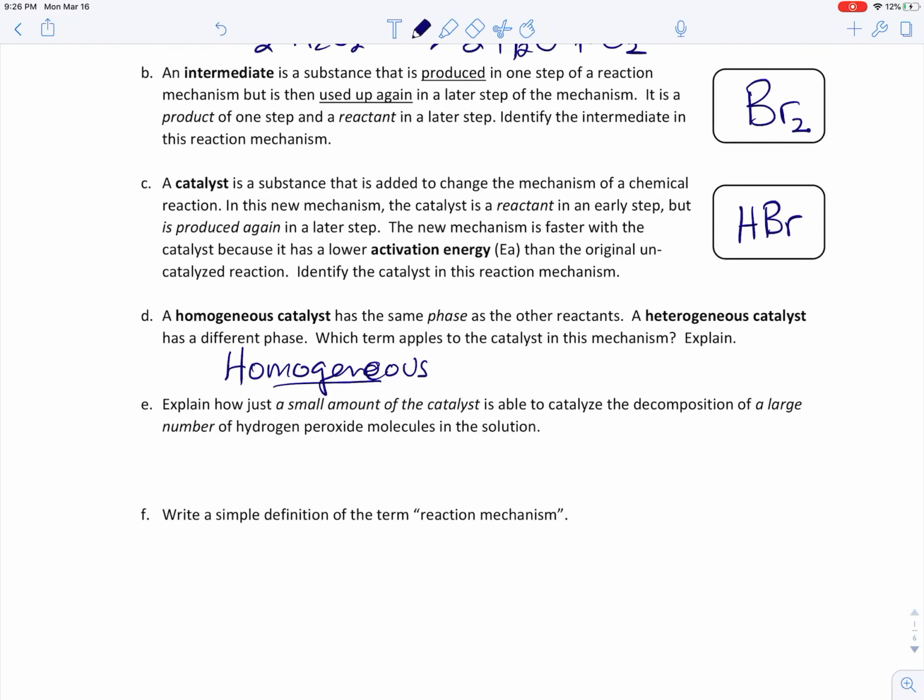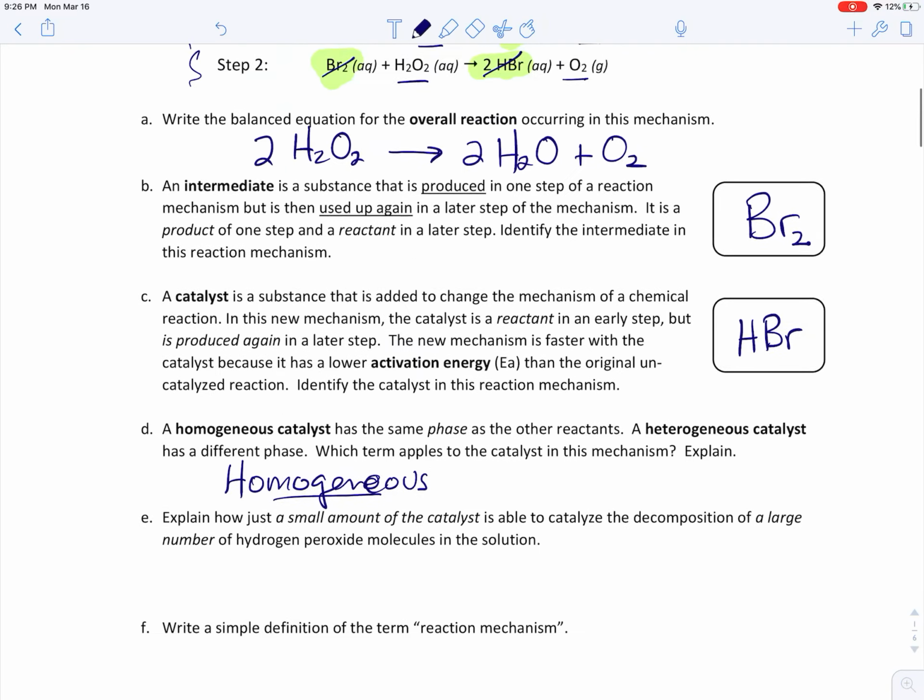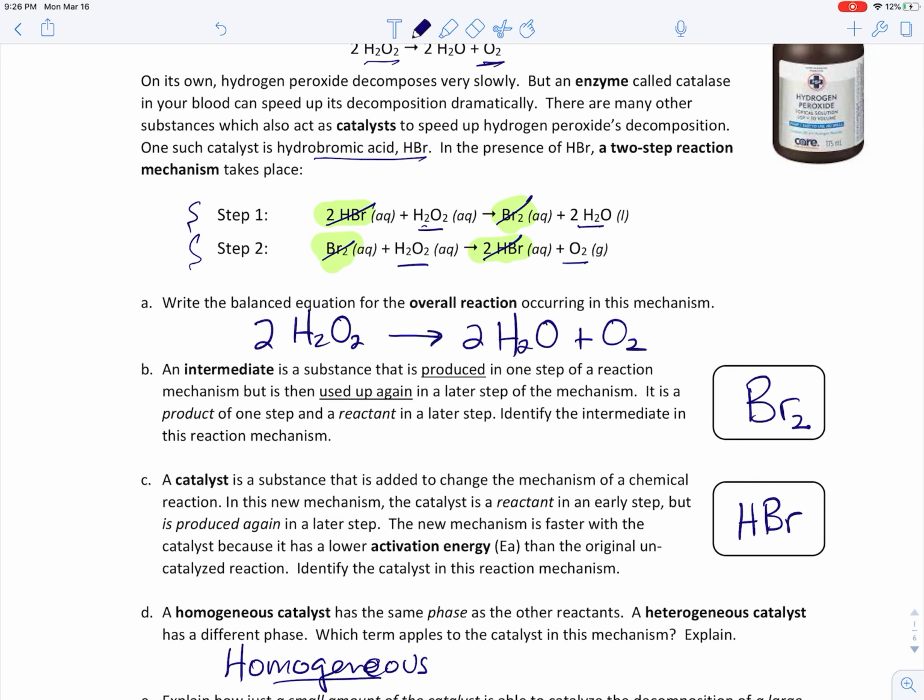Well, we've implied it in our discussion so far. The idea that the reaction for the decomposition of H2O2 occurred by two different steps, that was a description of the reaction mechanism. So a mechanism is the series of steps or the series of collisions involved in a chemical reaction.